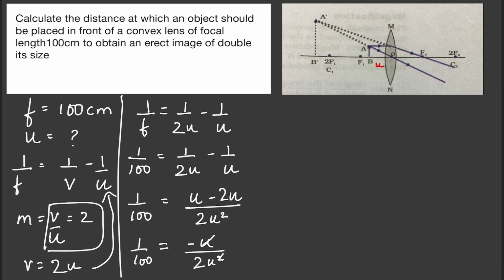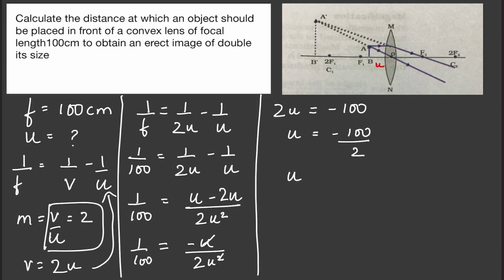1u in the numerator, 1u in the denominator gets cancelled. 2u is equal to minus 100. u is equal to minus 100 by 2. u is equal to minus 50. Since the unit in the question is centimeter, the answer we take also is centimeter. That is the answer. So 50 centimeter from the center of the lens. Since it is negative, it has to be placed to the left side of the lens.